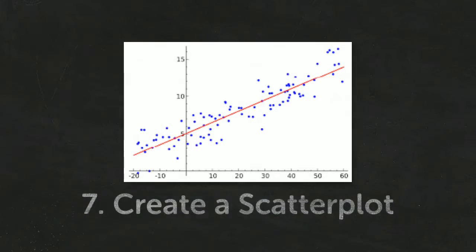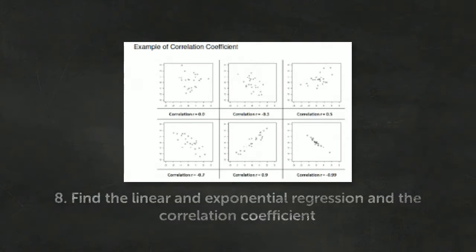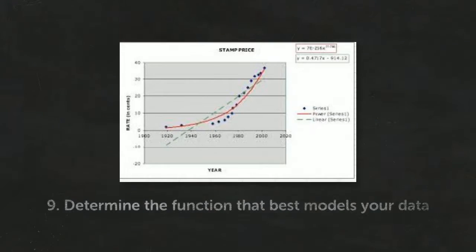Using our scatter plots and our knowledge of regression, we were able to predict what type of regression we thought our data modeled. Using our data and Google Sheets, we found the linear and exponential regression for each set of data, as well as the correlation coefficient. From these results, we were able to determine the type of function that modeled our data the best.